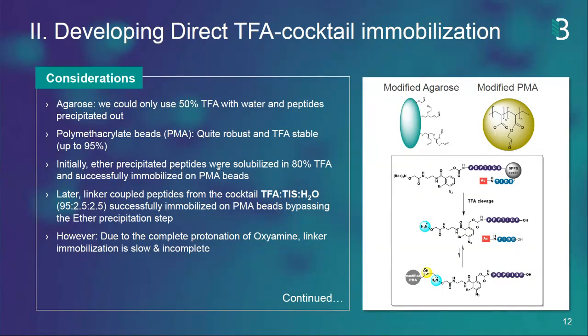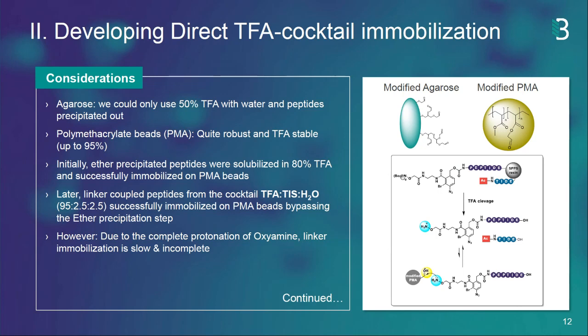We are happy to share with you that the direct cocktail immobilization using TFA, TIS, water as a cocktail successfully immobilized the PMA beads, bypassing the ether precipitation step. We could successfully purify the peptide on a good scale. But we later realized that, although the TFA immobilization and direct cocktail worked quite nicely, the immobilization is a little slower, and we observed that the recovery is also slightly lesser compared to our HFIP immobilization.